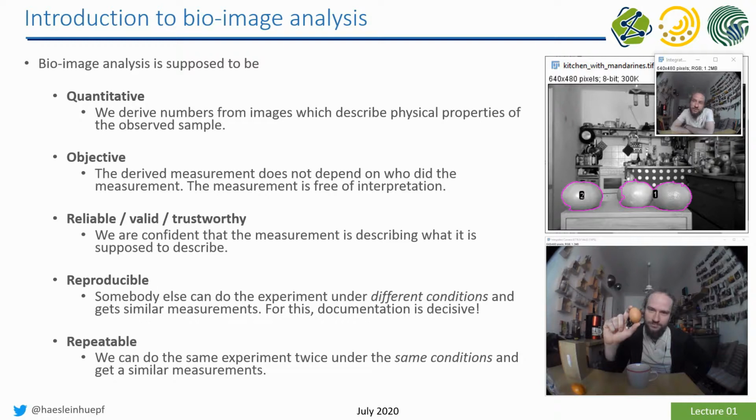So we want to have a computer doing a measurement, and ideally a fully automatic measurement of a scene or of objects in an image, without a human interacting with it, without manual annotating or stuff like that, to be as objective as possible. Then the whole workflow must be reliable.